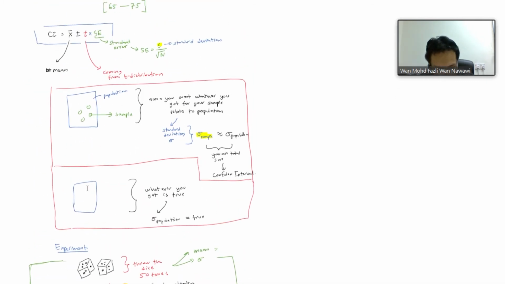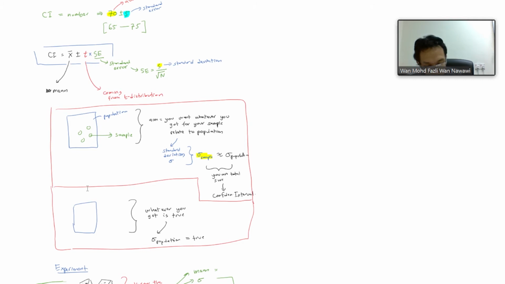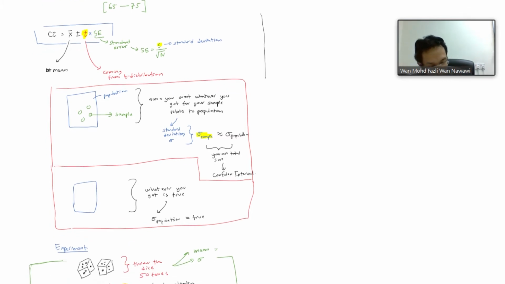Okay, so if you look at this confidence interval, you see something. You see this T. The T relates to something. T is the T value, which relates to the T distribution.